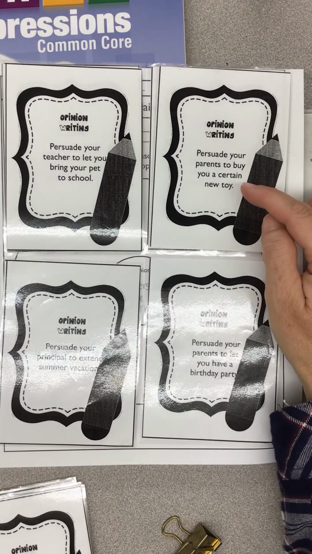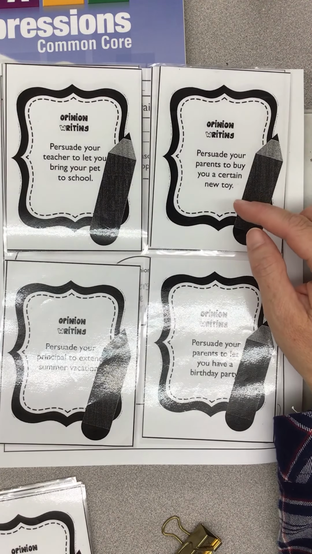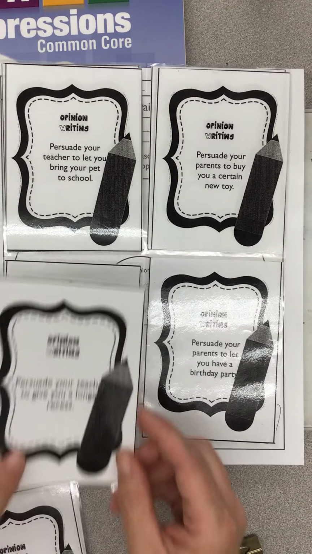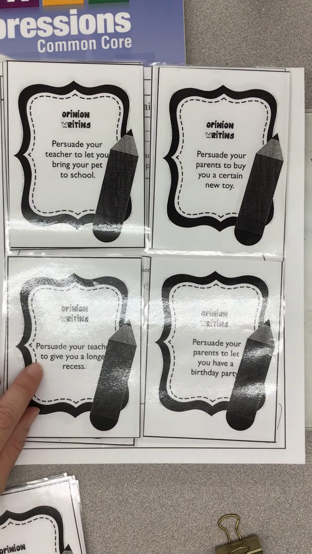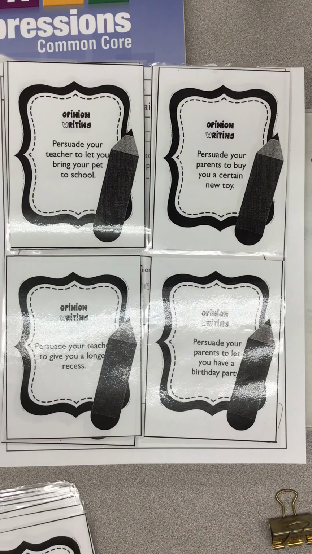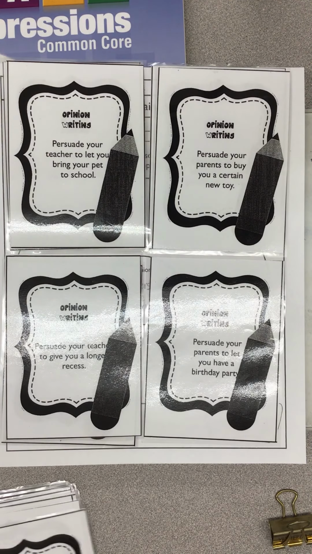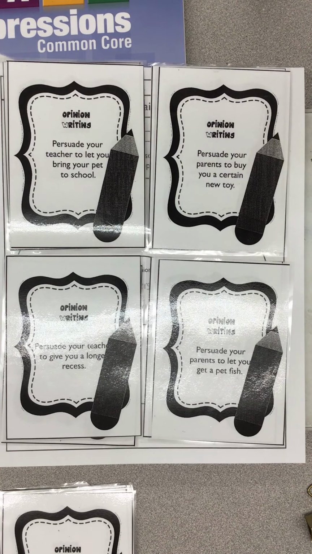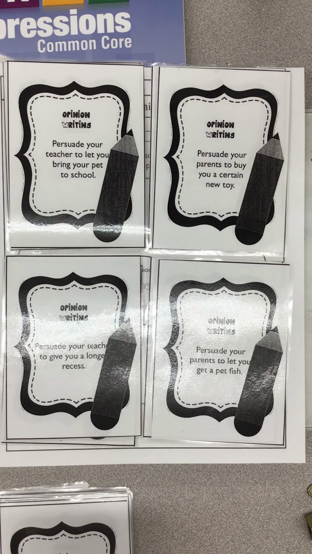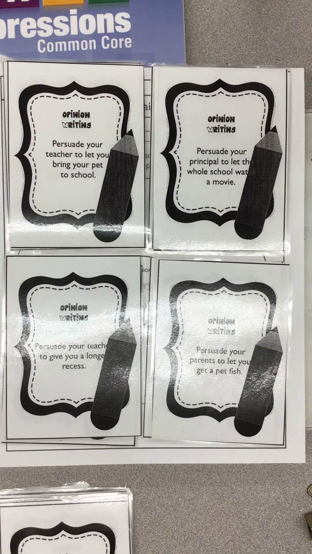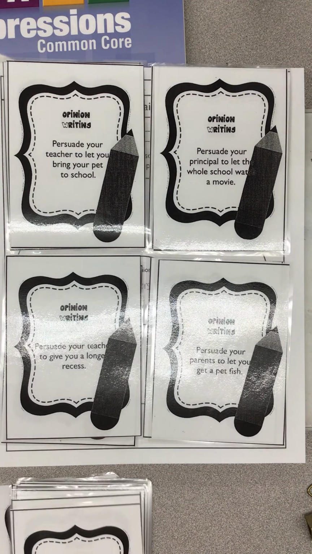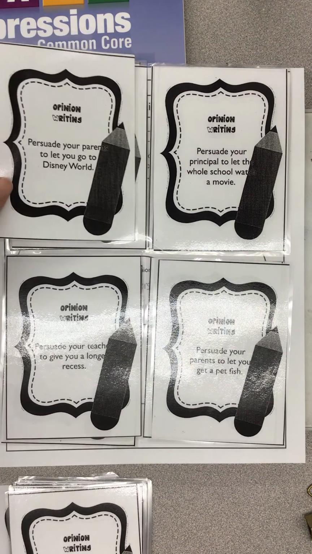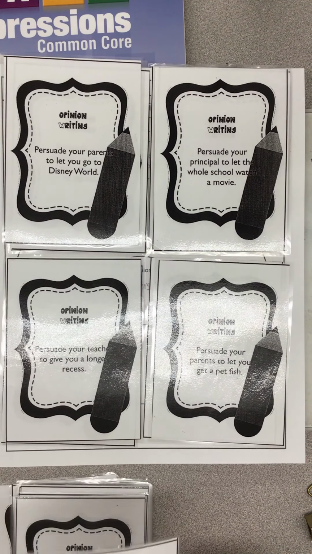Persuade your parents to buy you a certain new toy. You can choose which one you want, whatever toy it is, if this is your choice. Persuade your teacher to give you a longer recess. Let's see if there's any other ones. Persuade your parents to let you get a pet fish, but you could choose any pet. Persuade your principal to let the whole school watch a movie. Thank you guys for being quiet. You're doing a great job. Persuade your parents to let you go to Disney World.